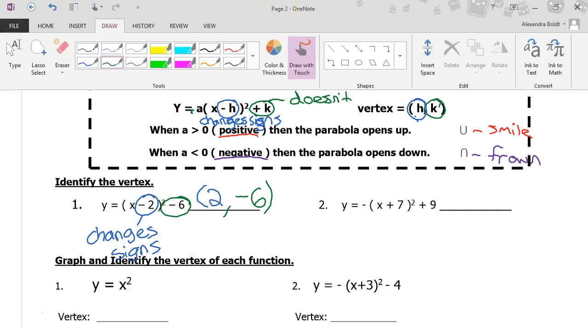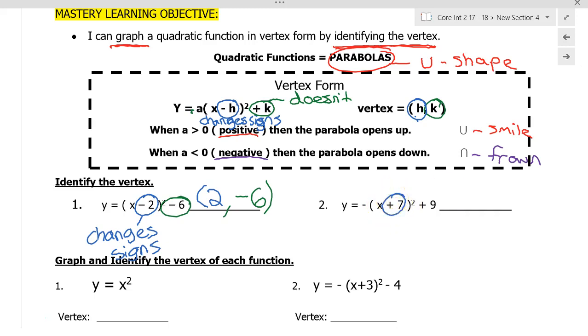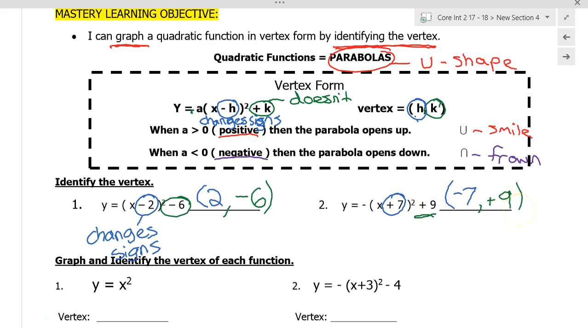Your vertex is really just the bottom or the top of the smile or frown of your parabola. Looking at our second example, I have y equals negative (x plus 7) squared plus 9. This side changes sign, so the positive 7 becomes negative 7. The 9 stays positive. So the vertex is negative 7, positive 9.